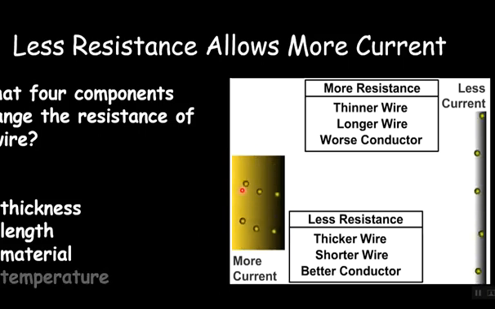And then lastly, the temperature. When the material gets hot, the resistance gets more. If it's a non-ohmic resistor, the more temperature, the less the current and the more the resistance.